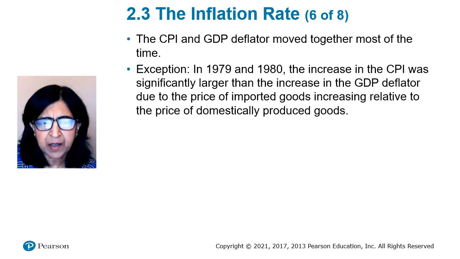This is precisely what happened in 1979 and 1980. The CPI and GDP deflator move together most of the time. Exception: in 1979 and 1980, the increase in the CPI was significantly larger than the increase in the GDP deflator due to the price of imported goods, oil, increasing relative to the price of domestically produced goods.